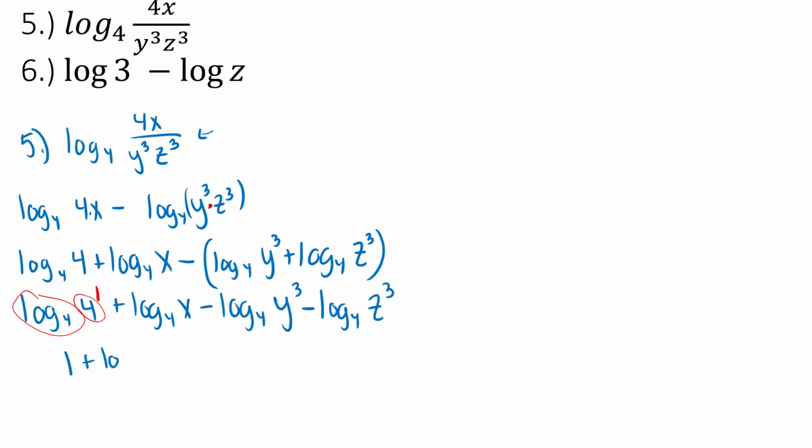1 plus log base 4 of x minus 3 log base 4 of y minus 3 log base 4 of z. So those are coming down front. Are there shorter ways to do this? Yes. Can you skip one or more of these steps? Yes. Could you, in theory, do this entire thing in one step?